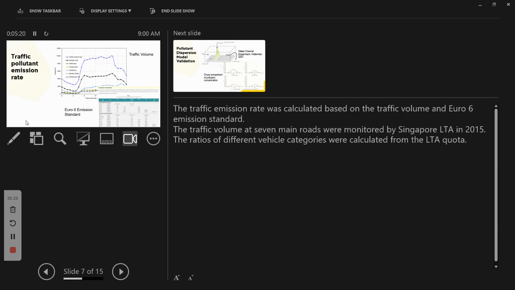We use a traffic emission rate calculated based on the traffic volume and the EU6 emission standard. We assume that all the vehicles running on roads meet the standard, and the ratio of different vehicle categories was calculated from the LTA quota, and the traffic volume of the seven main roads in that area was monitored by Singapore LTA in 2015.